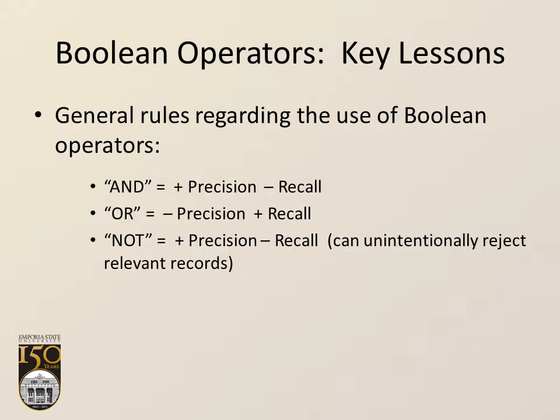So, Boolean operators, I think the key lessons for this is to remember that the Boolean operator AND will increase precision while decreasing recall, that the Boolean operator OR will decrease precision while increasing recall, and the Boolean operator NOT will increase precision but decrease recall, but it has a tendency to unintentionally reject a lot of relevant records. Also, just keep in mind that Boolean operators, as far as concepts of precision and recall, are exactly the opposite of the natural language ways that we use these operators, these words. Okay?